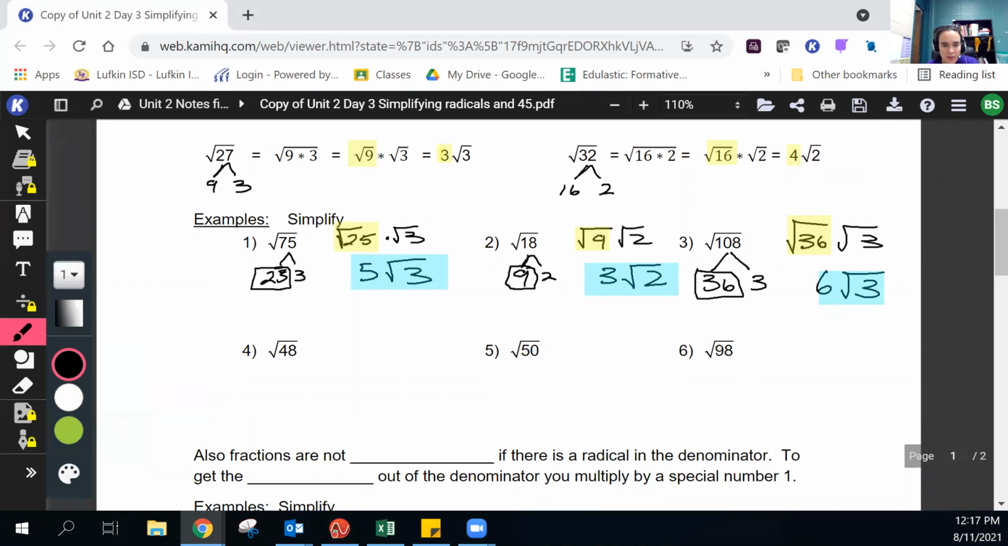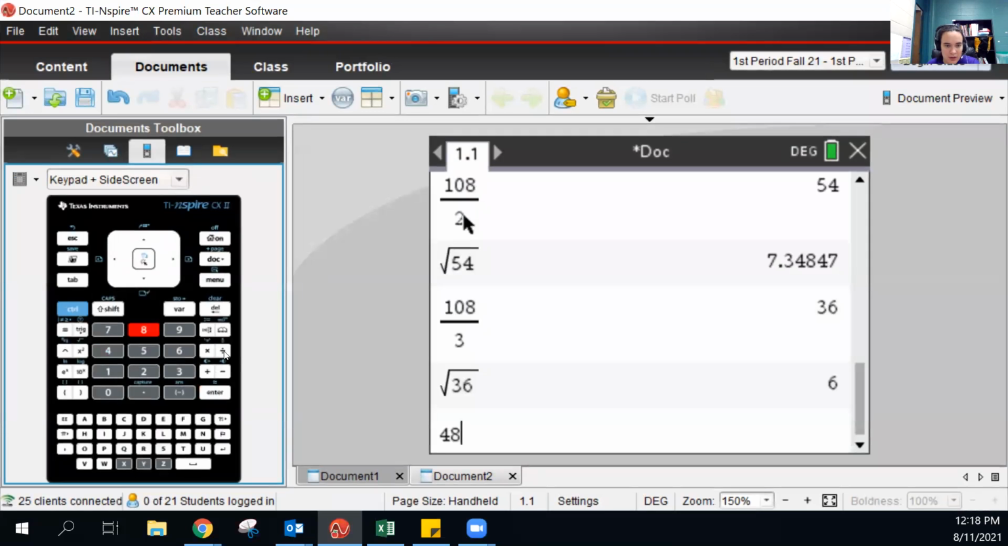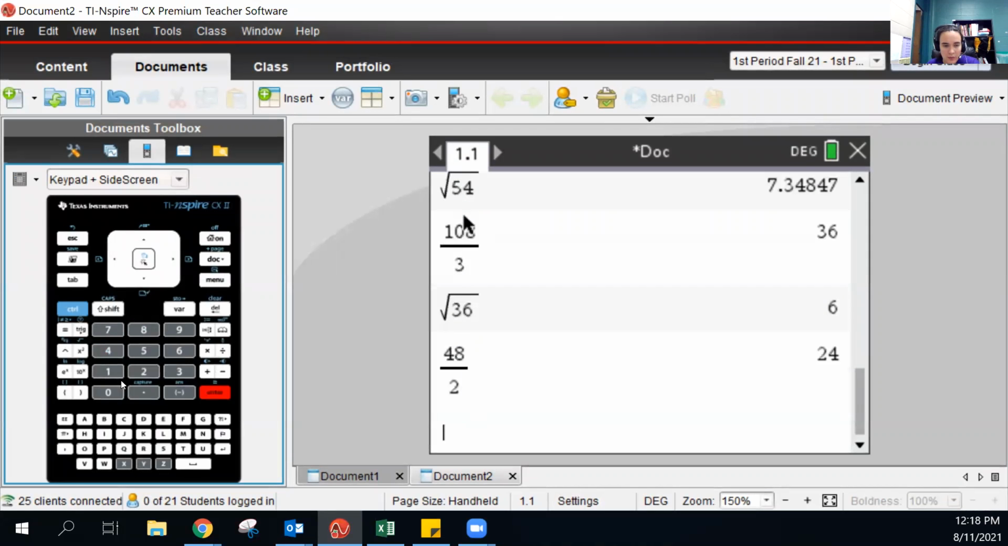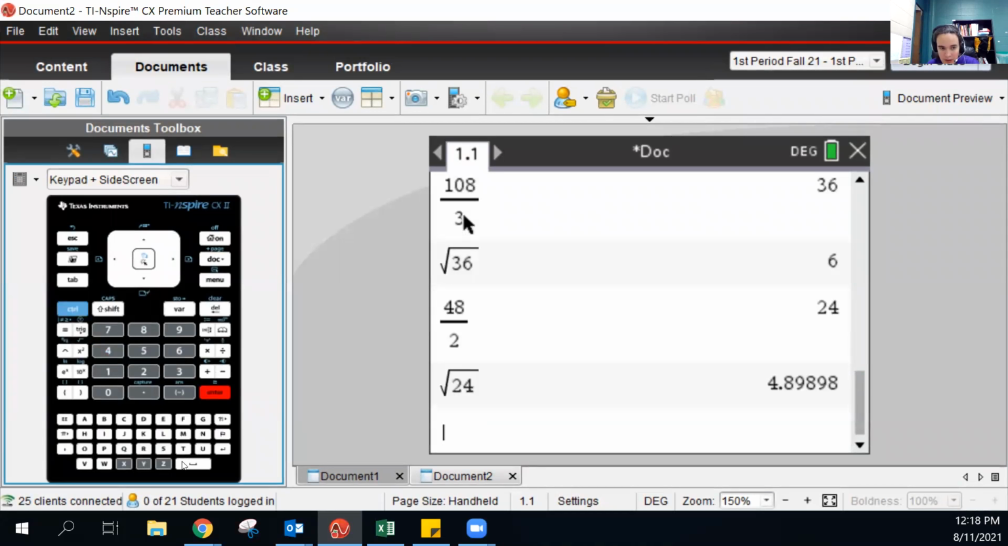Our next example, we've got square root of 48. Is 48 divisible by 2? It is. When we divide 48 by 2, we get 24. Is 24 a perfect square? No, we've got a decimal. So we don't want to stop at 2.